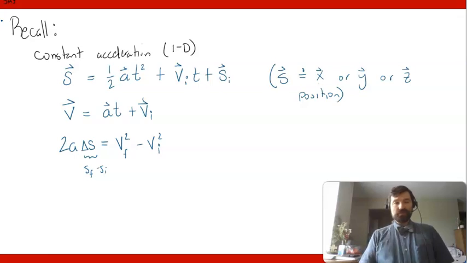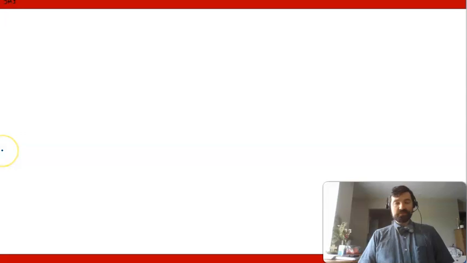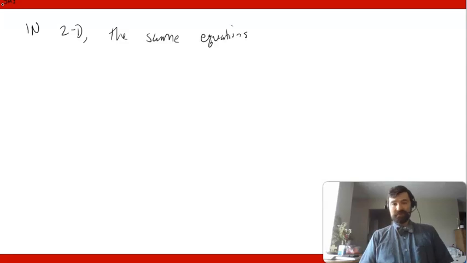Well, actually, all these equations that I just wrote are still valid. In 2D, and actually 3D for that matter as well, the same equations are valid. The difference is that every term now has an x component and a y component. So what does that really mean?